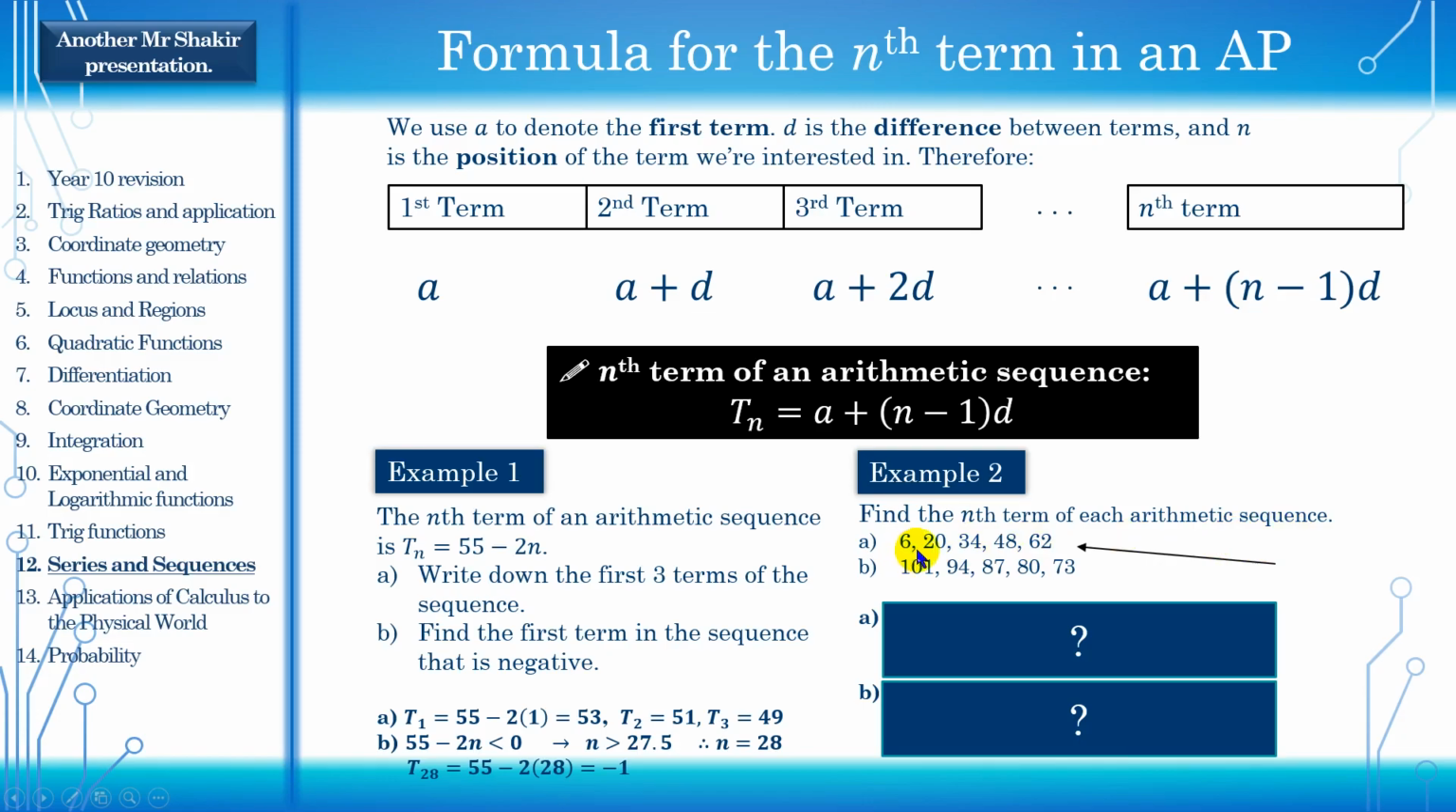So we have to find the nth term. Basically, we have to find T of n. We have to find the formula. Well, 6, 20, 34, 48, 62. The first thing we do, we know A is 6 and 101, right?